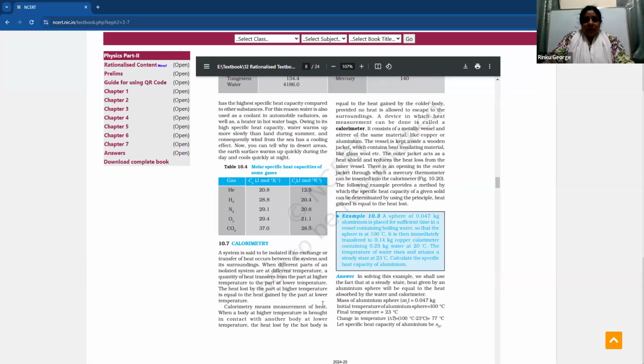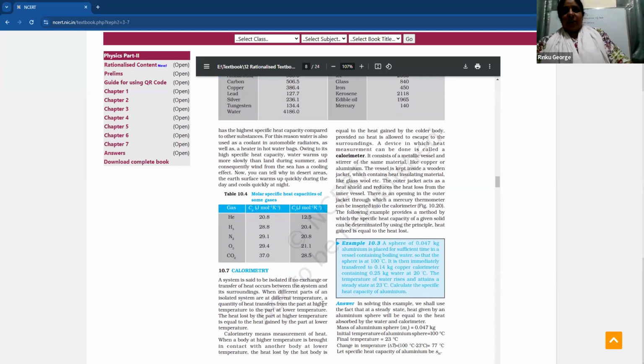Calorimeter means measurement of heat. When a body at high temperature is brought in contact with another body at lower temperature, the heat lost by the hot body is equal to the heat gained by the cold body. A device which is used for this measurement can be called a calorimeter. It consists of a metallic vessel and stirrer of the same material, like copper or aluminum. The vessel is kept inside a wooden jacket, which contains heat insulating material like glass or wool. So glass or wool actually prevents the exchange of heat. The heat should not be lost to the surroundings, right? Then only the measurement will be accurate.